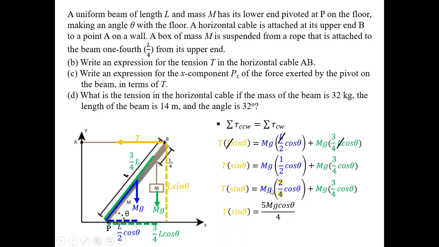So the 5 comes from really just saying there's 2 mg cosine theta plus 3 mg cosine theta, and those are like terms. All right, but we don't have t by itself yet, so here on the left side we just have sine theta. So to get rid of sine theta, we just divide both sides by sine theta. So I'm just going to move sine theta from the top left down to the bottom right to join the 4 there. So essentially here you have an expression for t, which is 5 mg cosine theta divided by 4 sine theta, and that's it.